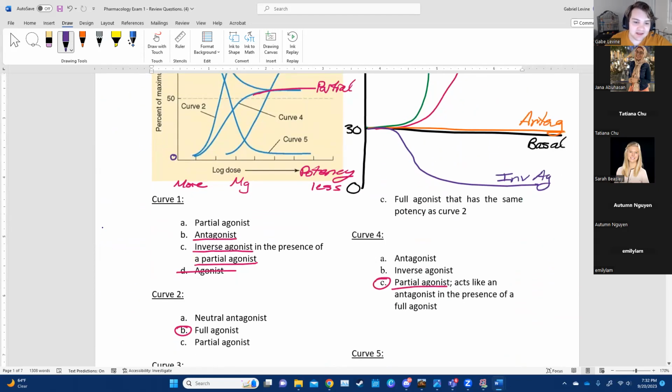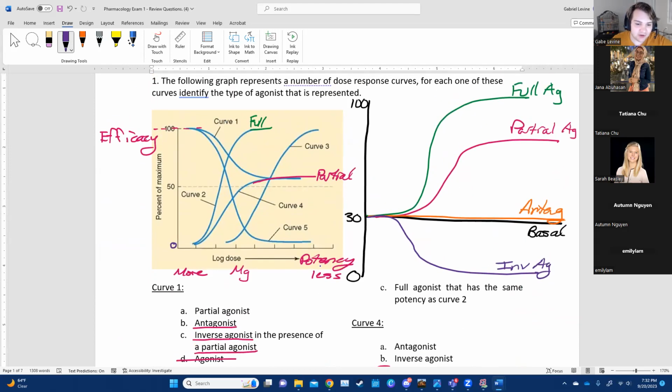So is this an inverse agonist in the presence of a partial agonist? No, it is not, because we are starting at 100%. So where are we going here? We are going from 100% to a partial response. So this would be a partial agonist.